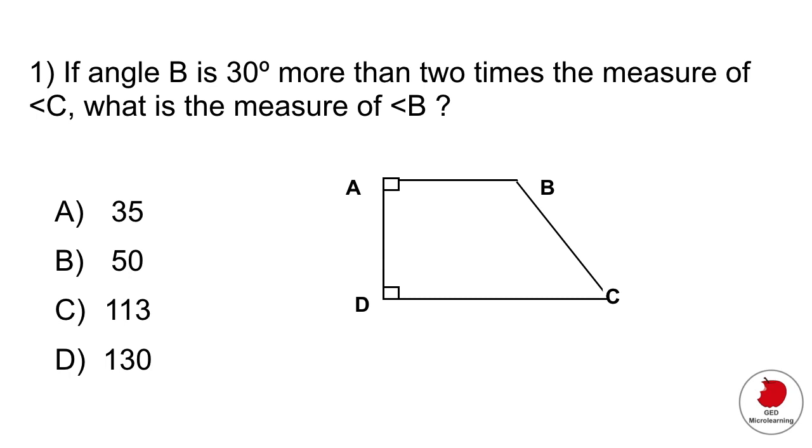It's asking us: if angle B is 30 degrees more than 2 times the measure of angle C, what is the measure of angle B? And it gives you this four-sided figure.